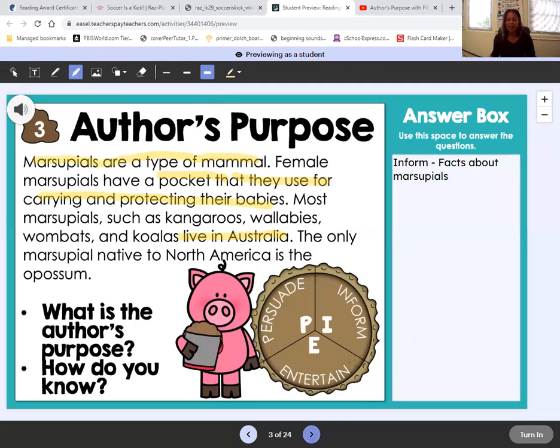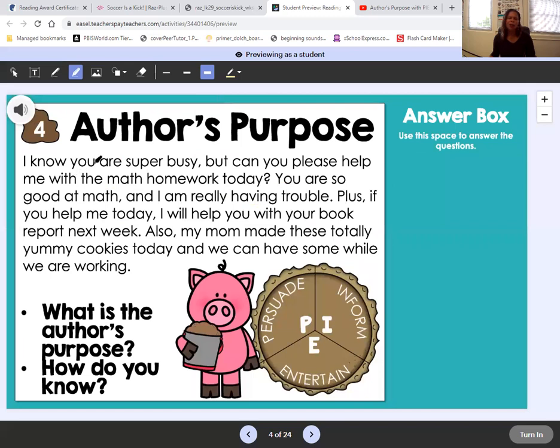And the last example. I know you are super busy, but can you please help me with the math homework today? You are so good at math and I'm really having trouble. Plus, if you help me today, I will help you with your book report next week. Also, my mom made these totally yummy cookies today, and we can have some while we are working.